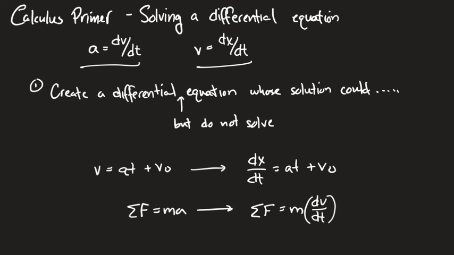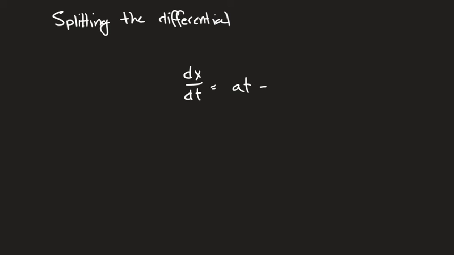Now, you will very likely see that the next thing is going to be, now solve that equation. We only have one process for doing that. It is called splitting the differential. And it takes place immediately after you create a differential equation. Splitting a differential is not a particularly hard process, but it is a process, and so I want you to follow the process. Okay? So we had this, dx dt equaled at plus v naught.